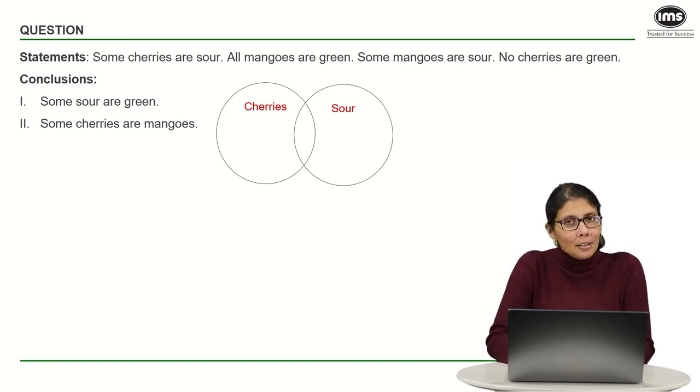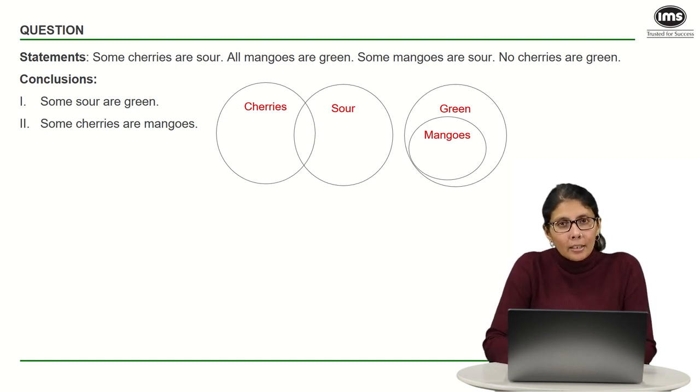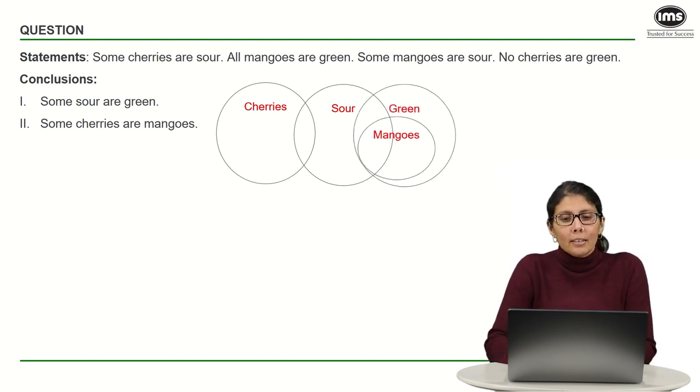All mangoes are green. Again, fairly easy to figure this one out. The entire category of mangoes is contained within the category green. But then we are saying some mangoes are sour. Now, what happens? All that really means is that the category mangoes is overlapping with the category sour.